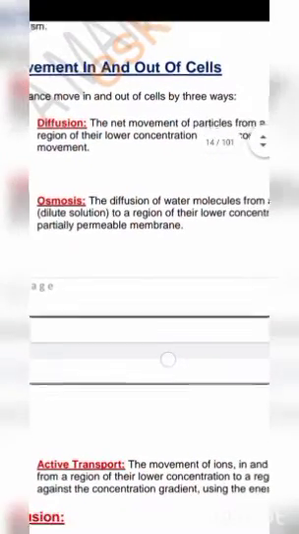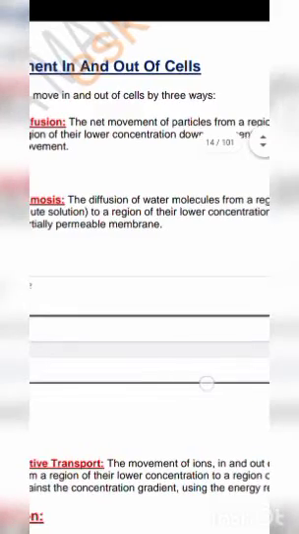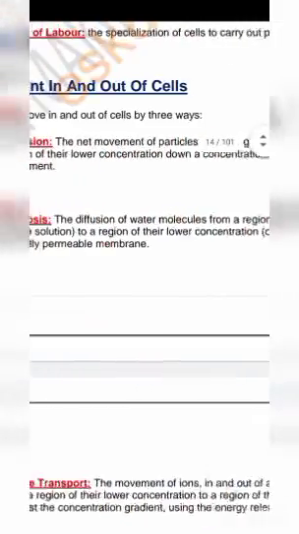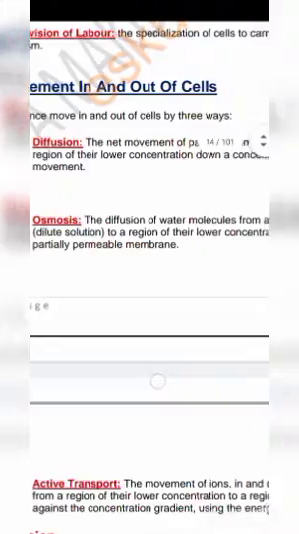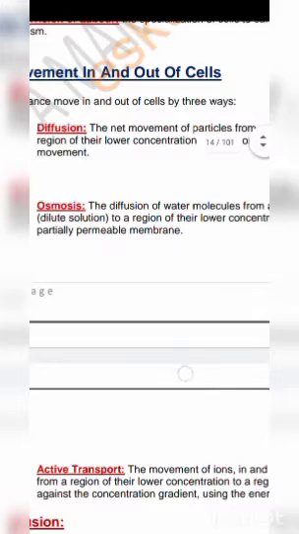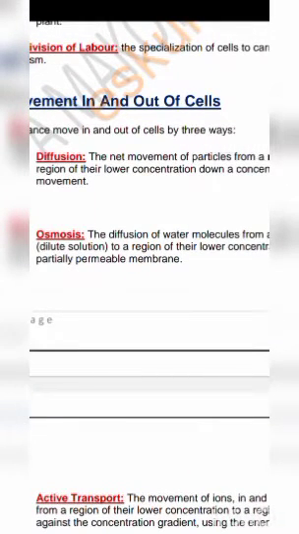And then we have osmosis. Osmosis is the diffusion of water molecules from a region of higher concentration to a region of lower concentration through a selective permeable membrane. The difference between diffusion and osmosis is that in this case, water molecules move from a region of higher salt or sugar concentration to a region of lower salt or sugar concentration. The most important words are: through a selective permeable membrane.